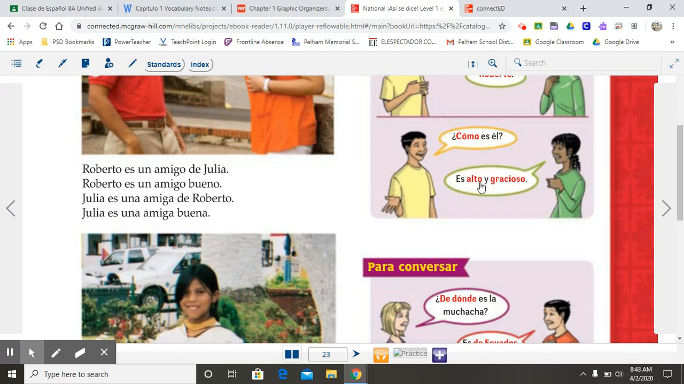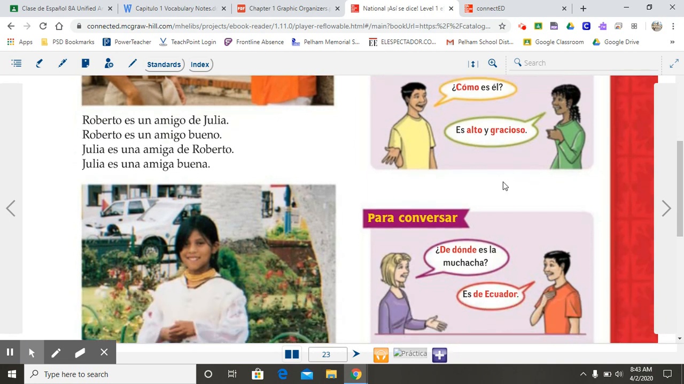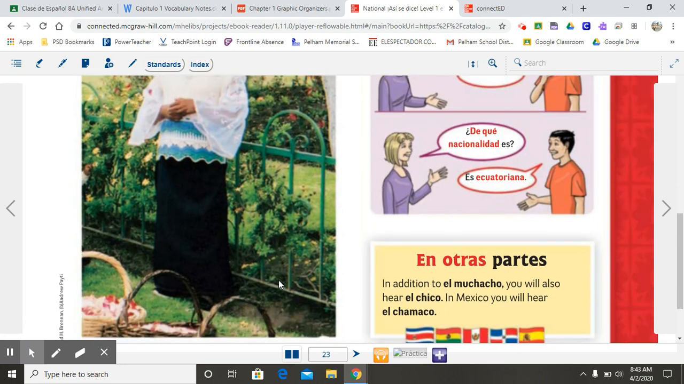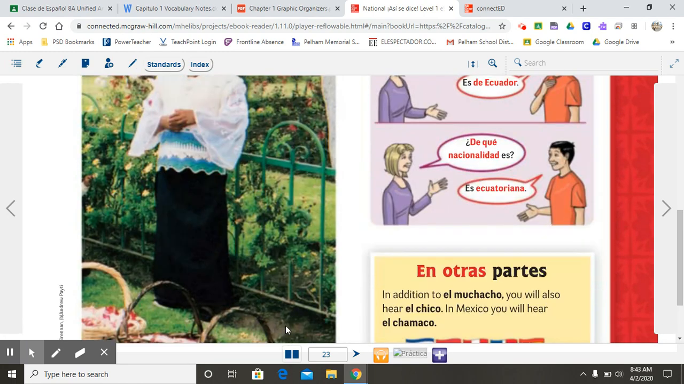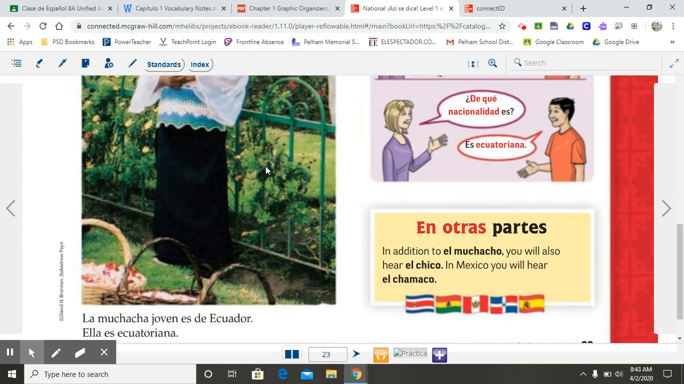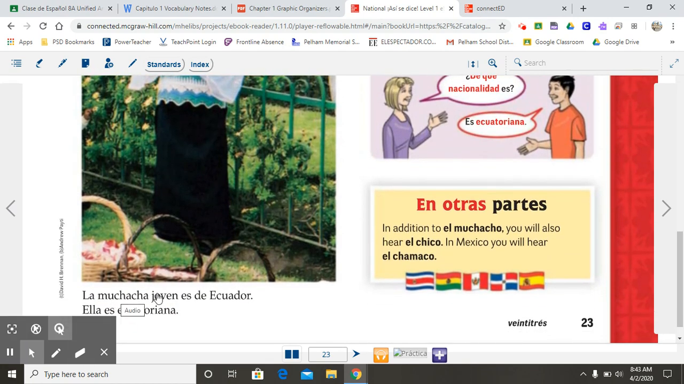Okay. Alto means tall. Gracioso means funny. Okay? Hopefully that's what you said. And here we have another one where we're going to describe the girl. Here's a cute little girl from Peru, I think she is from. Oh, no, Ecuador. Okay. La muchacha joven.